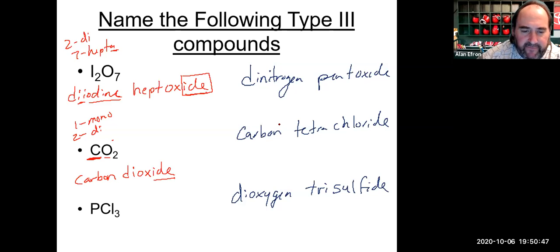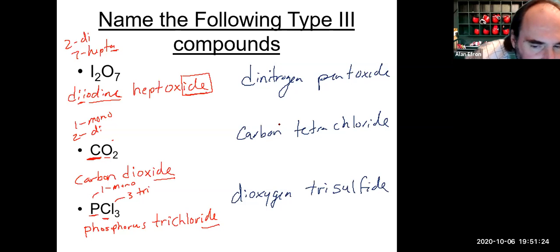Coming down here, we have phosphorus, which is a nonmetal, Cl, which is a nonmetal. Again, we have one phosphorus, which is mono. We have three of the chlorines, which is tri. Same deal here. We're not going to use mono on the first name, but we are going to use the entire first name here, with, I hope we spelled that right, phosphorus. And we are going to go with tri for our second one. And chlorine, like normal, the second one gets the IDE at the end of it. So phosphorus trichloride. Any questions on the names here?